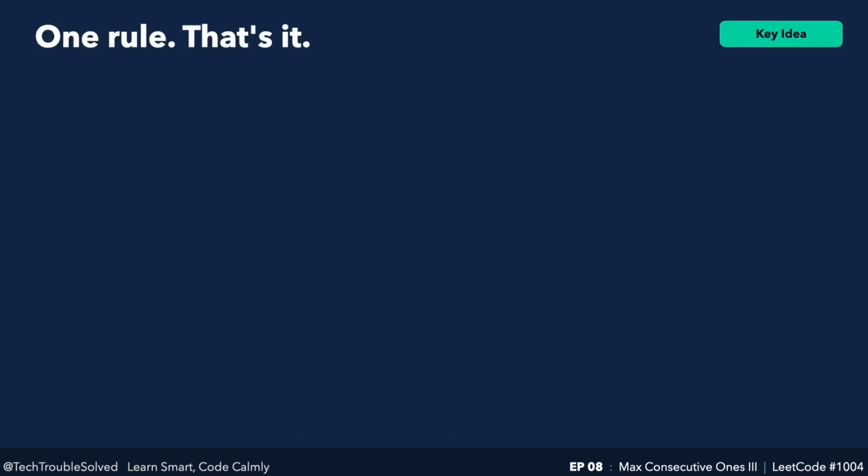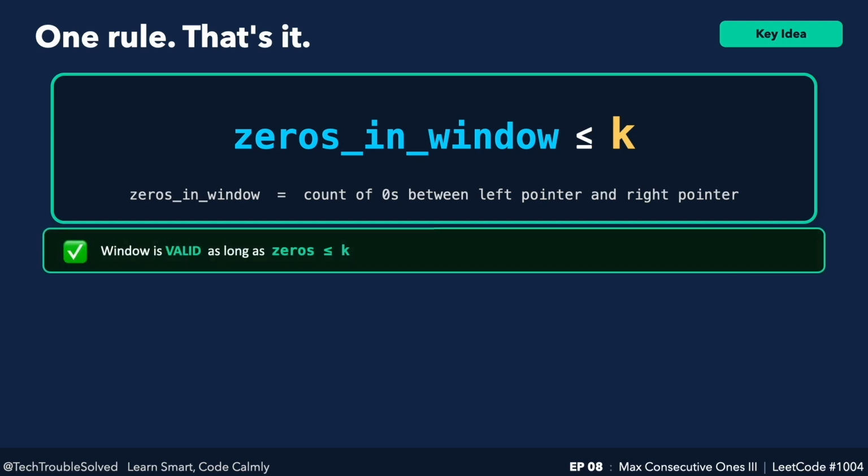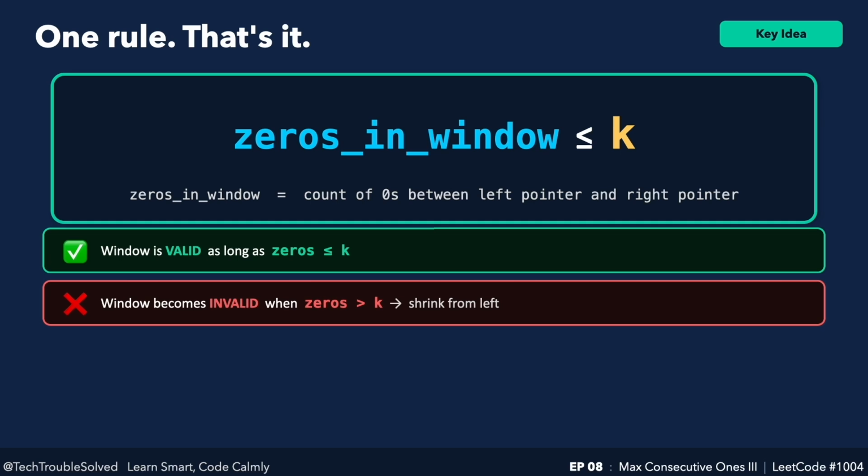I want this slide to feel like a relief. Zeros in window less than or equal to k. That's it. That's the entire algorithm in one line. Zeros in window is the count of zeros between left and right. A single integer. That's all you maintain. Valid as long as zeros less than or equal to k. Keep growing. Don't touch left. Invalid when zeros greater than k. Shrink from left until you are back under budget.